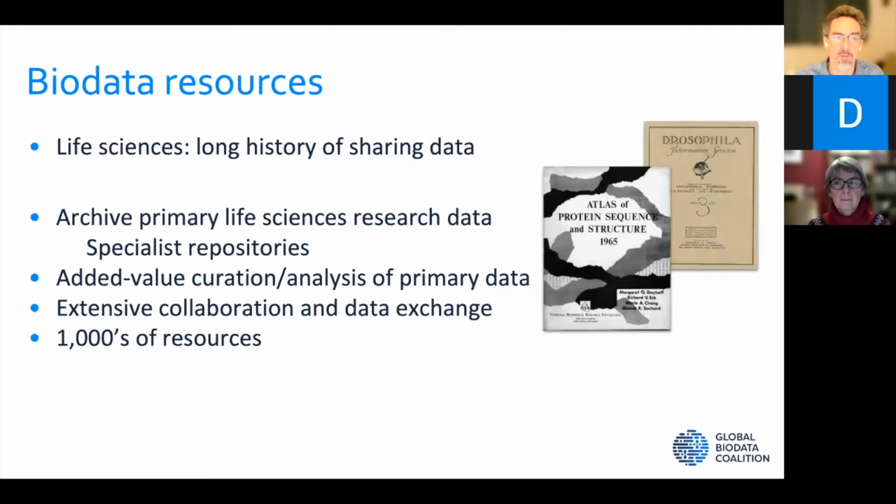Biodata resources, as most of you no doubt are aware, have a long history of data sharing. We have some examples on the right of some older forms of sharing data using paper. They archive primary life sciences research data, and there are specialist repositories as well. There are also added value curation knowledge bases that analyze the primary data. Most of you are probably well aware of that. There's extensive collaboration and data exchange between resources, and there are thousands of resources, which we will talk about very briefly later. Next slide.